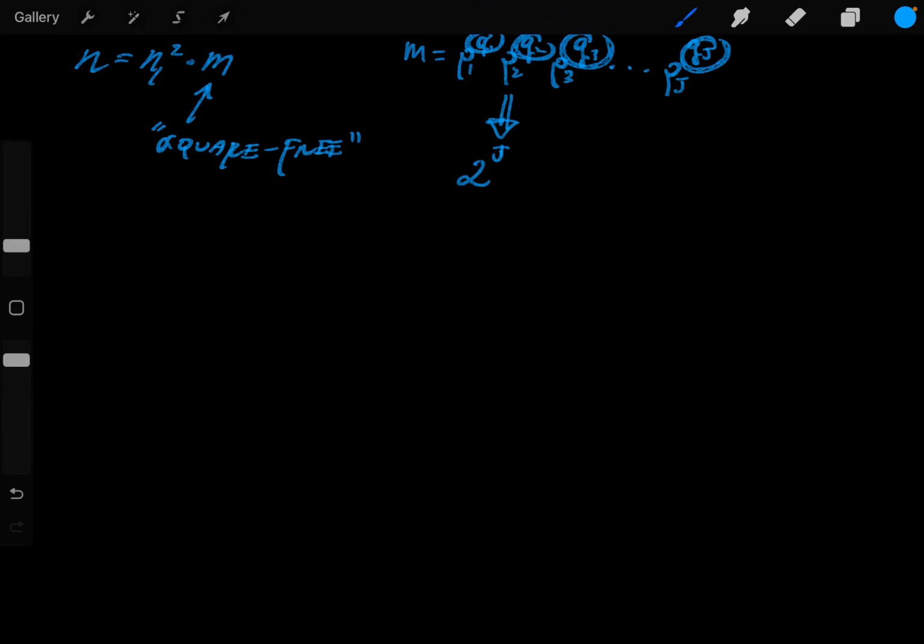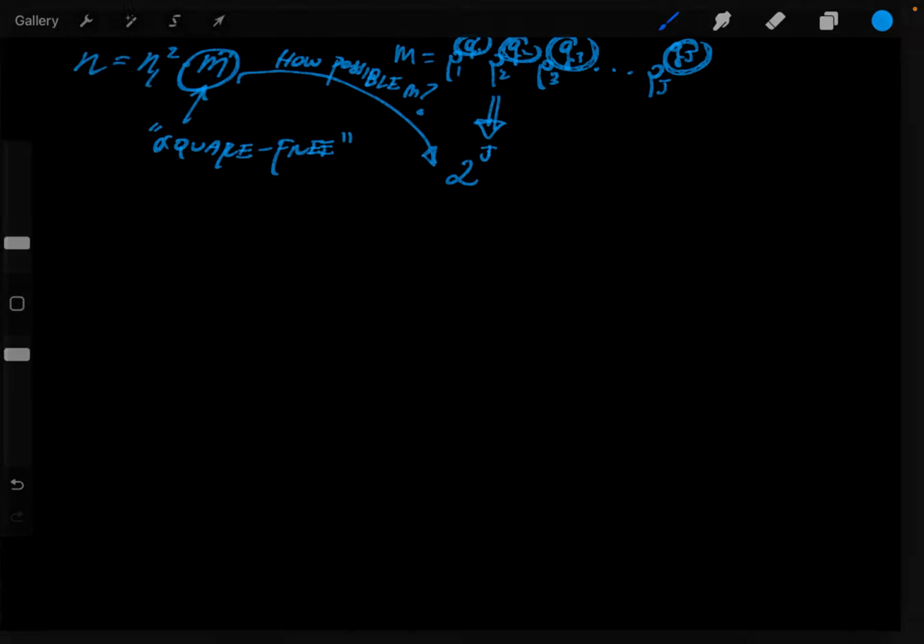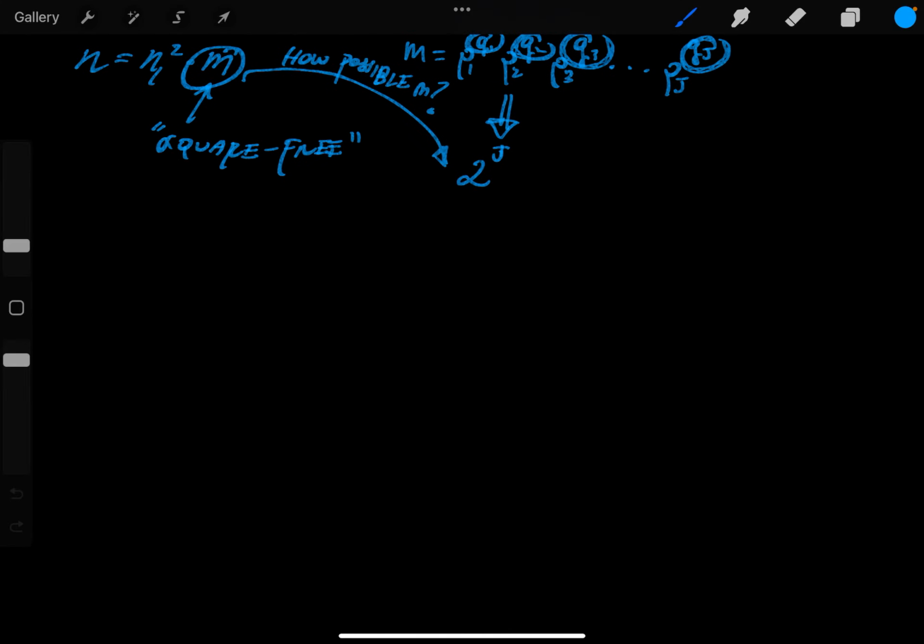This means that there are 2 to the j possible choices for m. So, how many choices for m? 2 to the j. That's what this question is answering. Okay, so I have that fact.